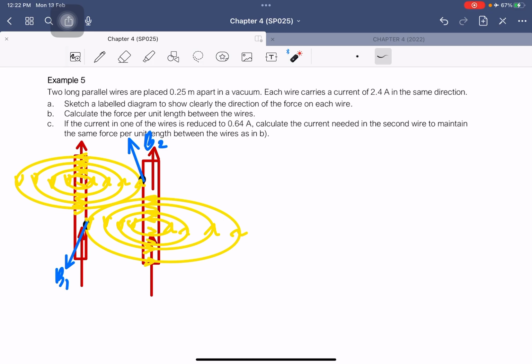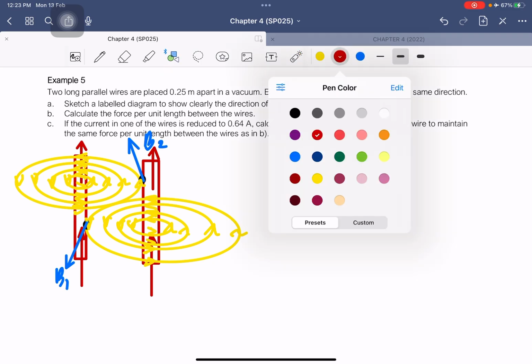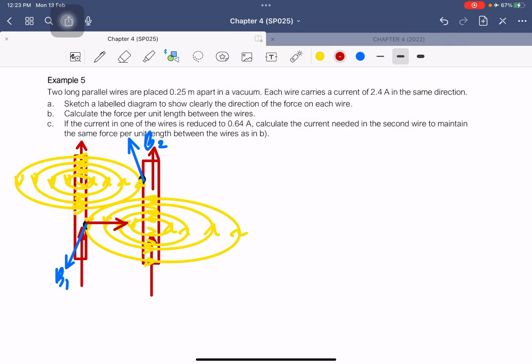Now I will use Fleming left hand rule. You should get the direction of magnetic force to be pointing this way. If you do not get it, you need to ask a friend who got it to teach you, or just ask me. So this is the current, and this is the force by 2 on wire 1, and force by 1 on wire 2.